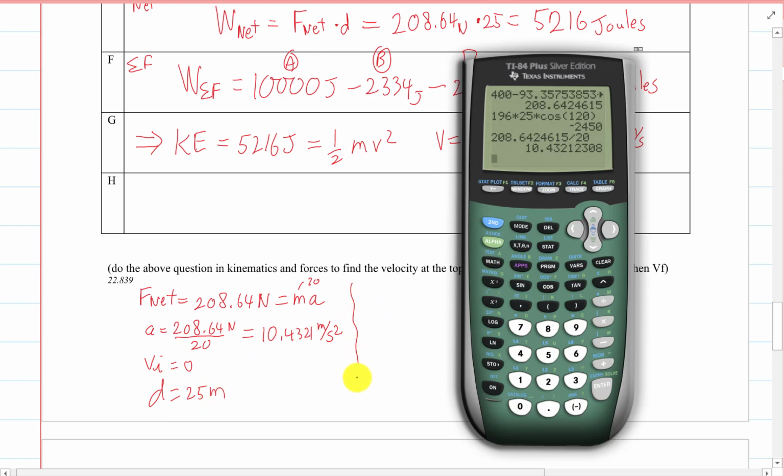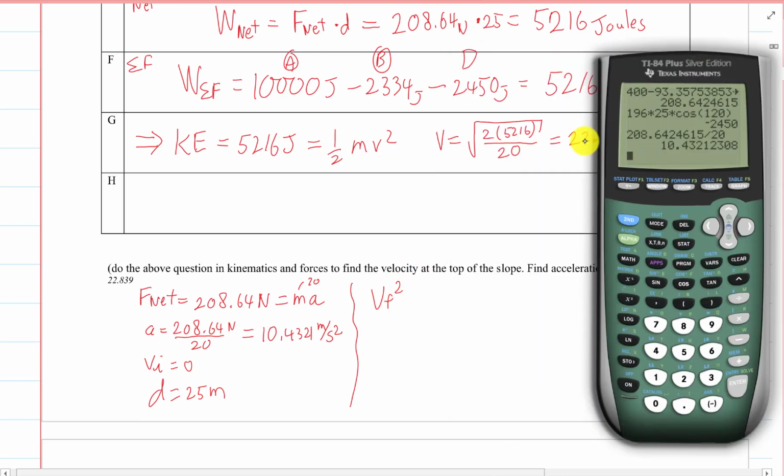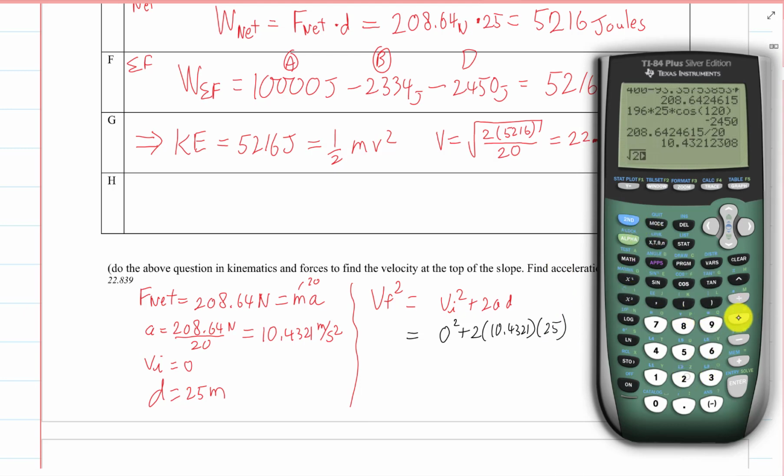Vf squared equals Vi squared plus 2AD. I'm already showing the square root there. I'm already jumping the gun, sorry. And this equals Vi, 0 squared, plus 2 times 10.4321, d which is 25, all square rooted. So we'll take this number, do the square root of 2 times the acceleration, times 25. And we get the same number. It's nice. Kinematics way works as well. Hope so. We've been using it all along.